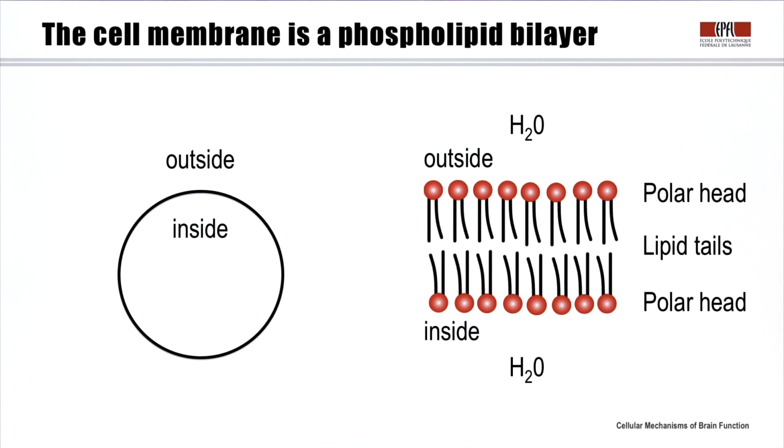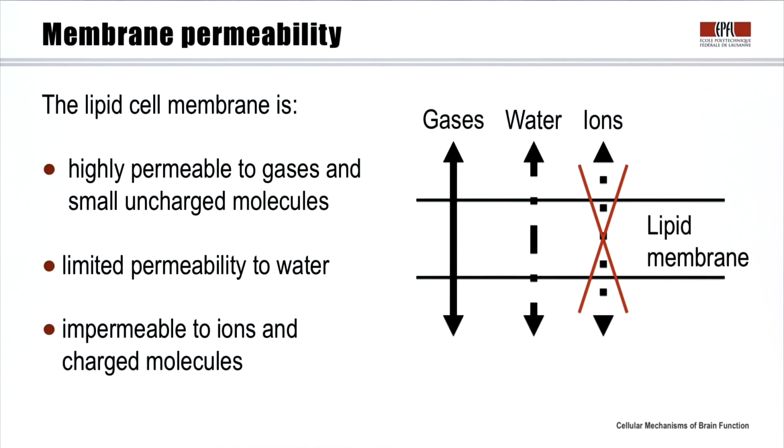Importantly, as we look at these static images, it's useful to think that actually in the living cell, these are jiggling around and diffusing at high rates in the two-dimensional structure of the membrane. The most important feature of the phospholipid bilayer is that it is only permeable to lipophilic substances such as gases, lipids, and small nonpolar molecules.